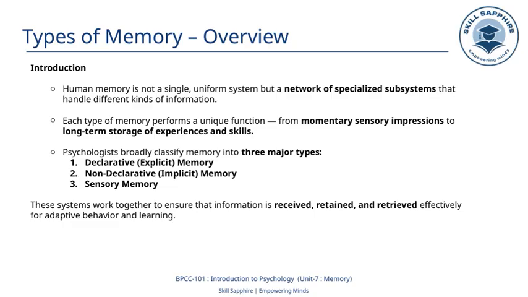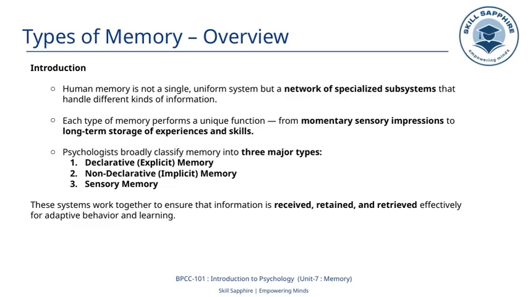Psychologists generally classify memory into three main types: declarative or explicit memory, non-declarative or implicit memory, and sensory memory. Each of these plays a crucial role in how we receive, keep, and retrieve information. These systems work in harmony to help us learn, adapt, and function effectively. They ensure that the right information is available at the right time, whether we're recalling facts, skills, or sensory experiences.